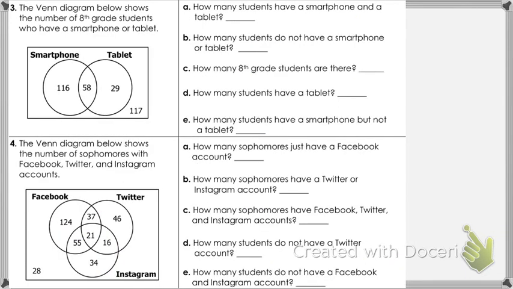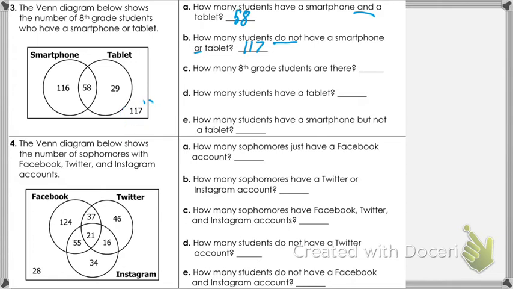On to the third example. This Venn diagram shows the number of 8th grade students who have a smartphone and tablet, as well as those that have neither. How many students have a smartphone and a tablet? We're looking at the overlap, so that's 58. And again, the overlap, 58. How many students do not have a smartphone or tablet? They have neither. That's the 117 down there that we're looking at.